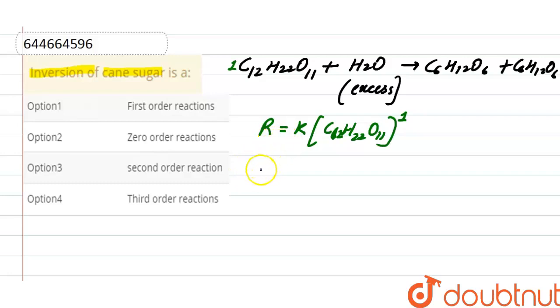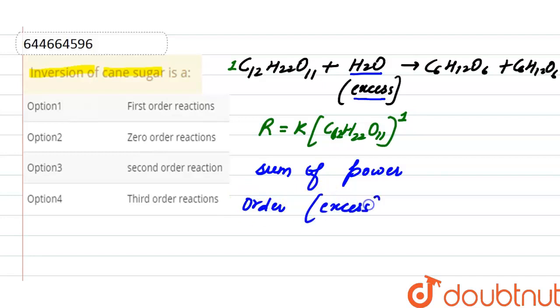Order of reaction is the sum of power of concentration of the reactants, and here H2O is also a reactant but is present in excess amount, and according to order of reaction, the reactant which is present in excess amount is neglected. That is why here C12H22O11 power is only considered.